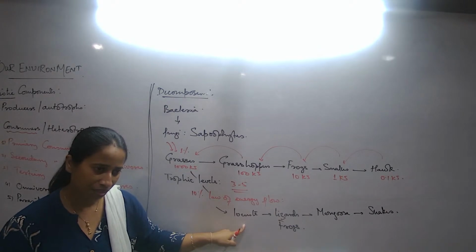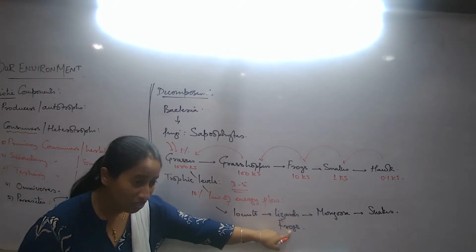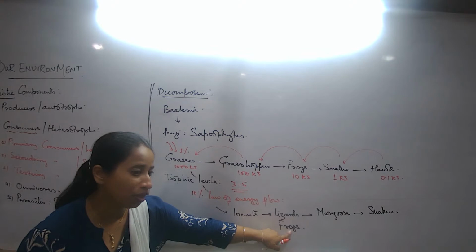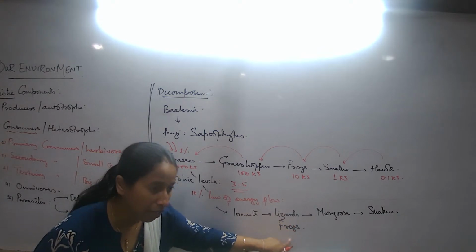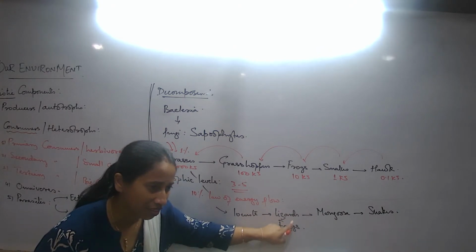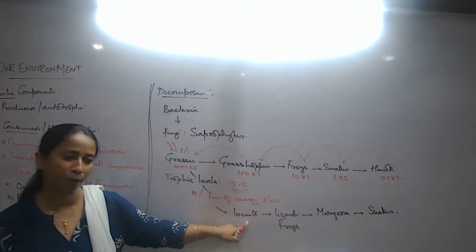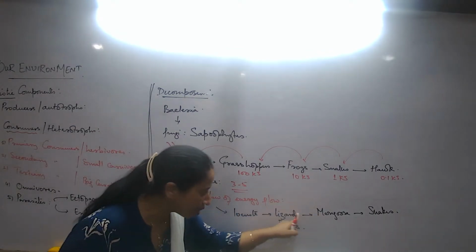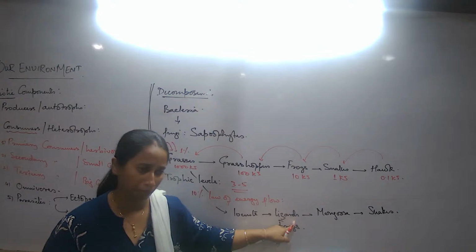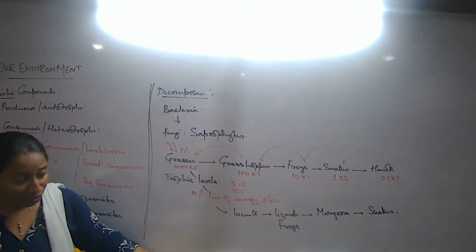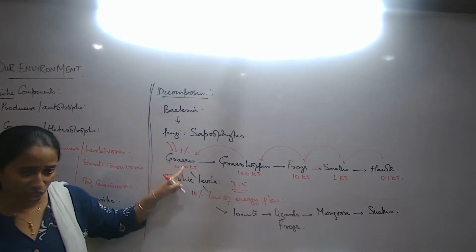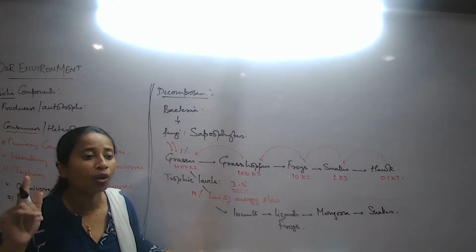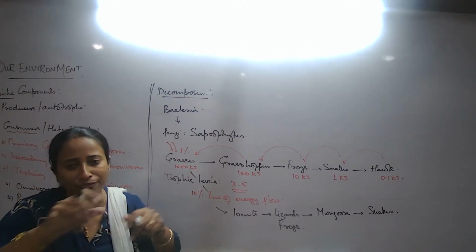But can frogs feed on lizards? No. Frogs will not feed on lizards. These belong to the same category. They will not feed on each other. They have to feed on something simpler. They can feed on this because they are complex and this is simpler. So what I'm trying to tell you is that in nature, a single food chain will not work. There will be alternative food chains.